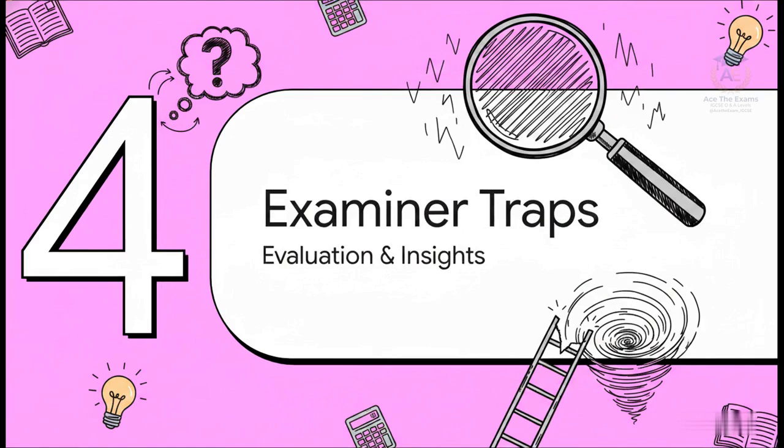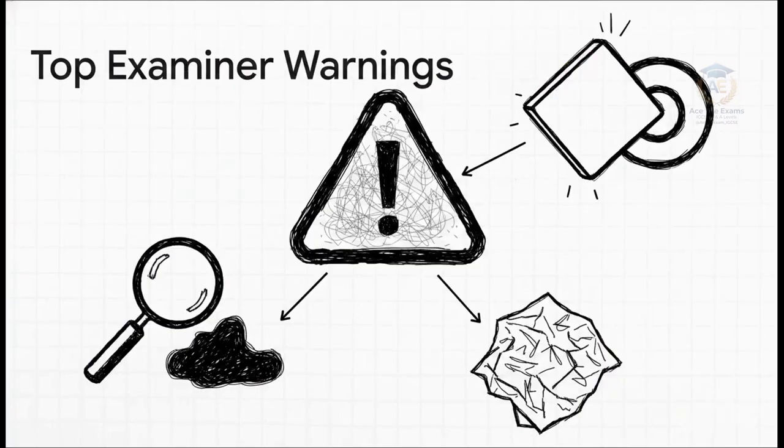Section 4, avoiding top examiner traps, evaluation and insights. Straight from the source, these are the top 3 principal examiner warnings where students consistently lose points. Number 1, answers are too vague. Examiners require specific details. Number 2, candidates forget to check format and presentation, which we just exposed in our Spot the Flaw workshop. But number 3, this is the big one. This is the most heavily penalized trap of all. Answers are generic and not specific to the given context.